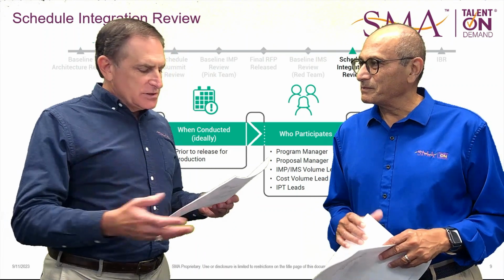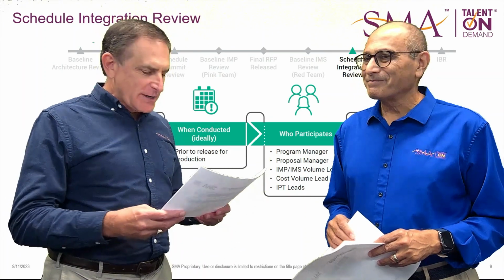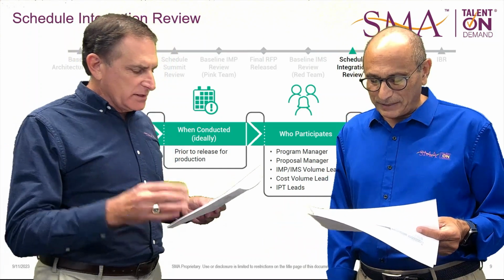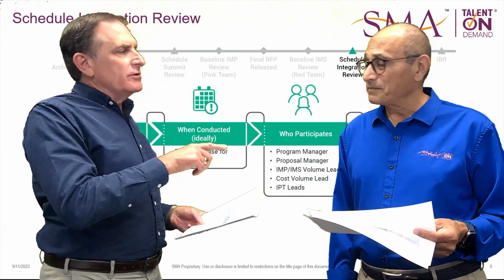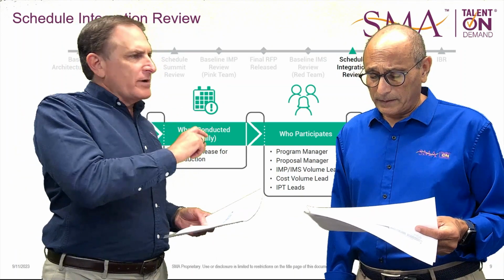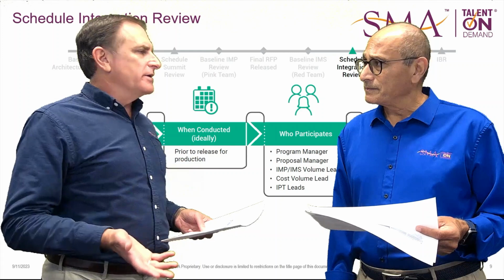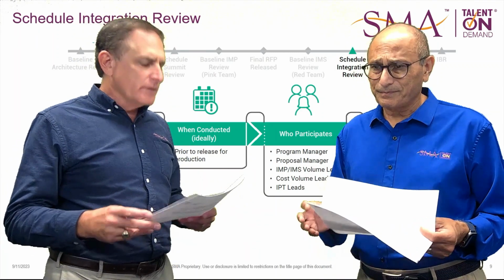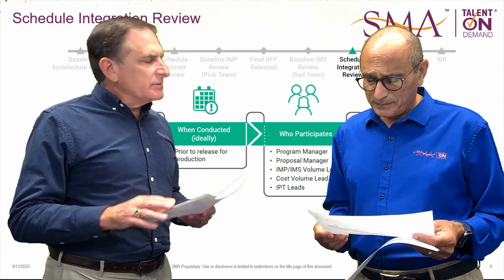Who's involved? So again, the usual suspects: program manager, proposal manager, the IMP/IMS volume lead. Which actually, you'll notice we've been saying program architect. Well, at this point, the program architect has transitioned to become the IMP/IMS volume lead, and they're focused on writing up the IMS itself. Okay. And then your cost volume leads and IPT leads.